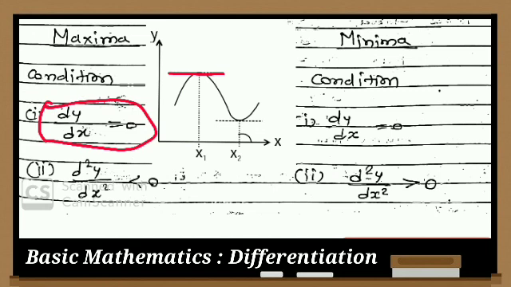Now I'm asking you, in which condition will we get the maxima? There is the point 0. When we move in the right direction from 0, we will get the maxima, and when we move in the left direction, we will get the minima. Is it clear to you?